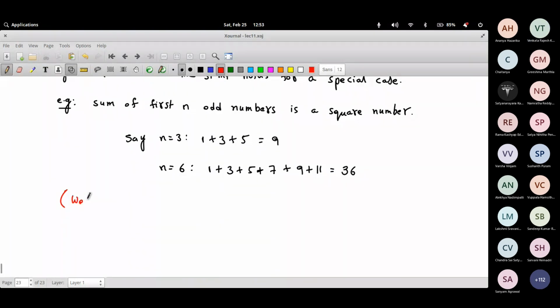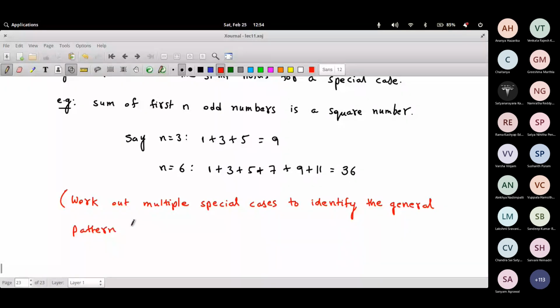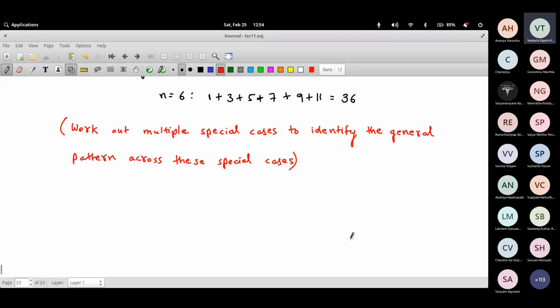So work out multiple special cases to identify the general pattern across these special cases, right? So that is the second method.